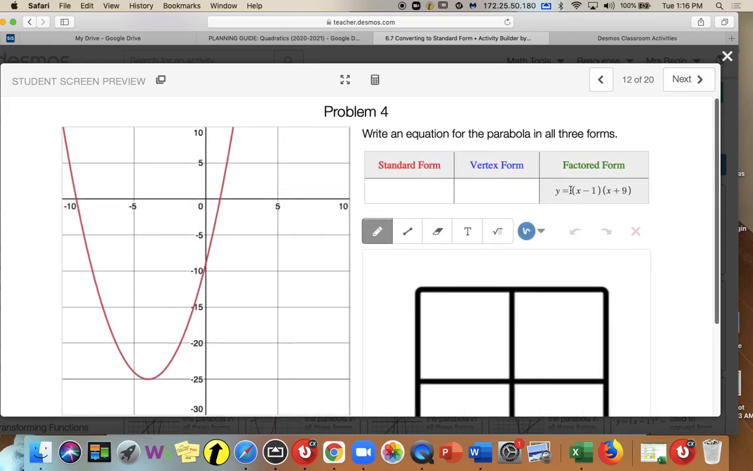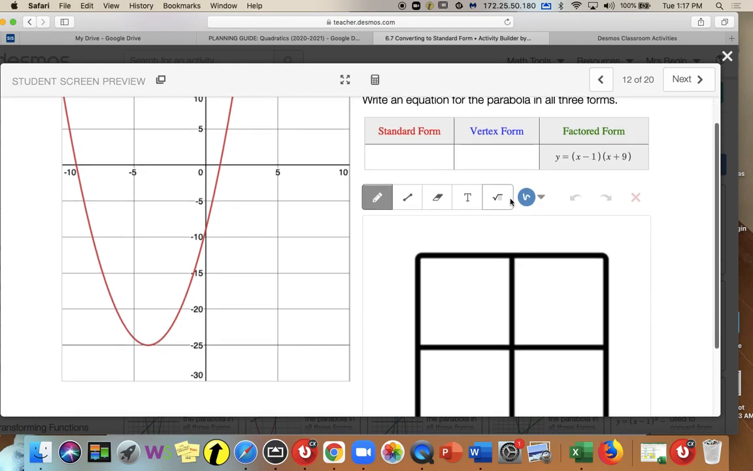Okay, another one. So again, we're going to multiply it out. We're going to write the standard form and see if we can get vertex form. So again, I'll do this on my iPad because I don't write very well in Desmos.